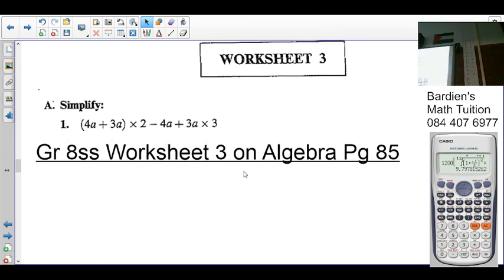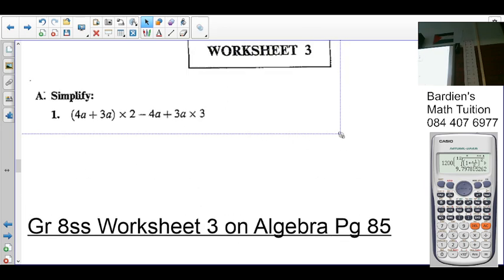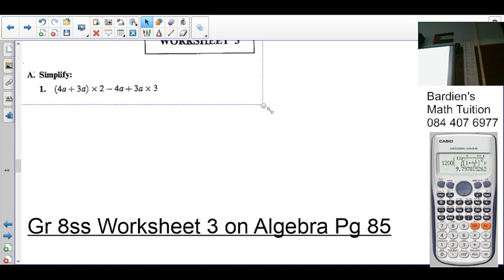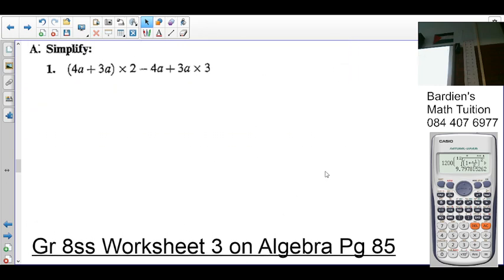So here we are told in worksheet 3 simplify. People, how many terms are here? How many terms are here? 3 terms. What separates terms? Plus and minus sign. Okay. So before we can add or subtract these terms, I must simplify the terms first. Not so.